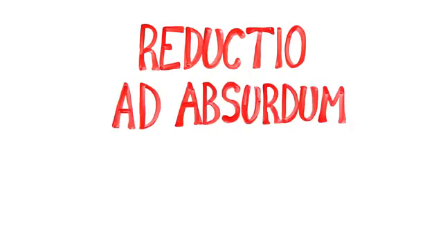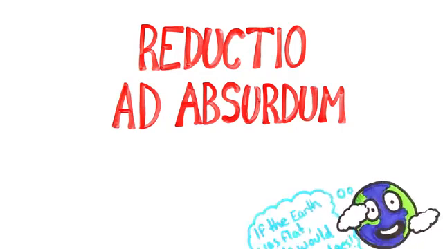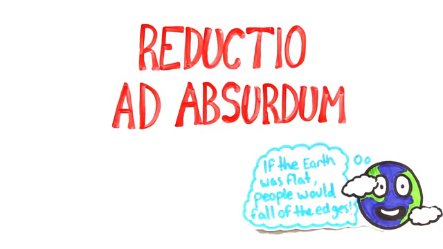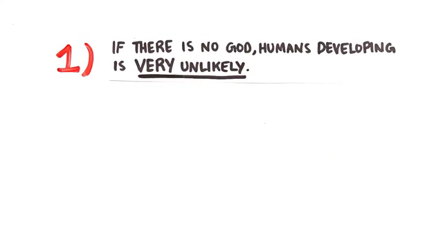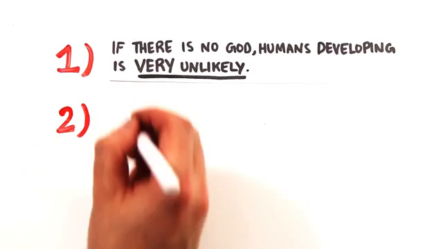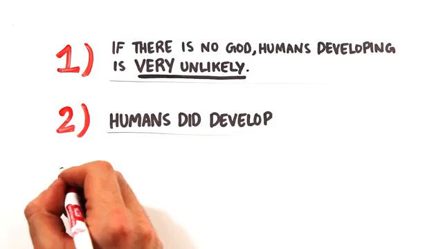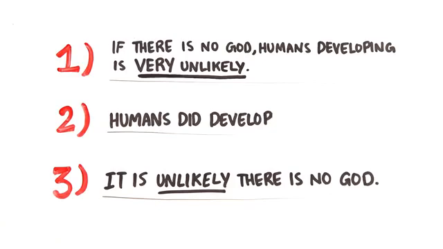This type of argument is called reductio ad absurdum, which simply means it attempts to disprove a statement by showing it inevitably leads to absurd or impractical conclusions. In this case, it suggests that 1. If there's no God, humans developing is very unlikely. 2. Humans did develop, therefore 3. It is unlikely that there's no God.